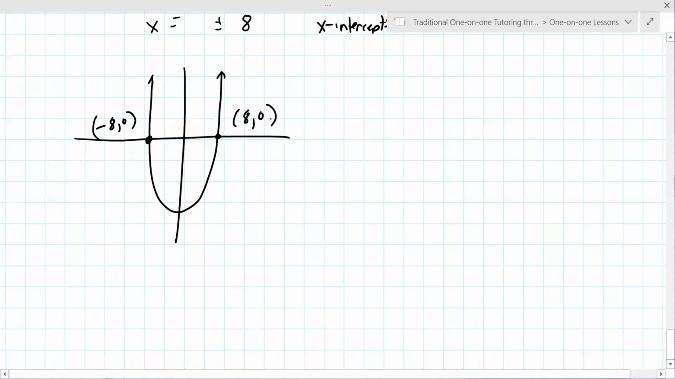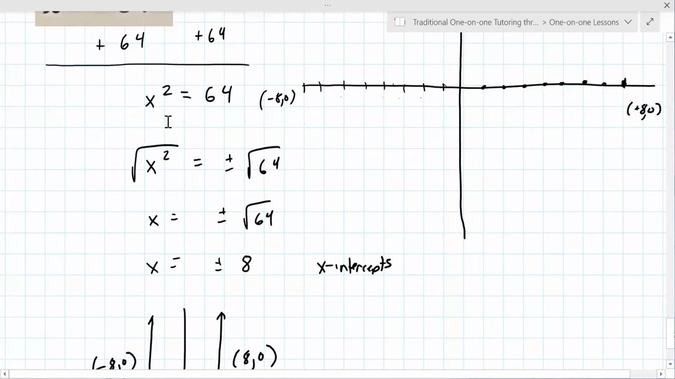But it also wants you to find the vertex. So the vertex is down here. It's 0 comma -64. Is that okay? Yep, that's good. So make sure you get this graph down, and you got this work down also.